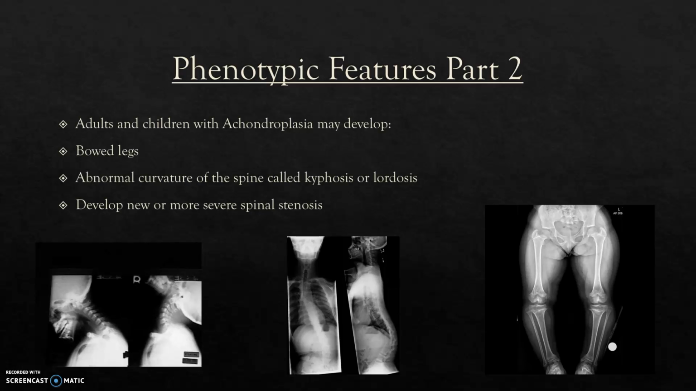And so you could imagine how they would look, or what type of pain they would be in if they're standing, sitting, or just walking. And the last picture is an x-ray of someone with bowed legs. So you can see how they're curved out, so you can imagine how that would affect their walking.